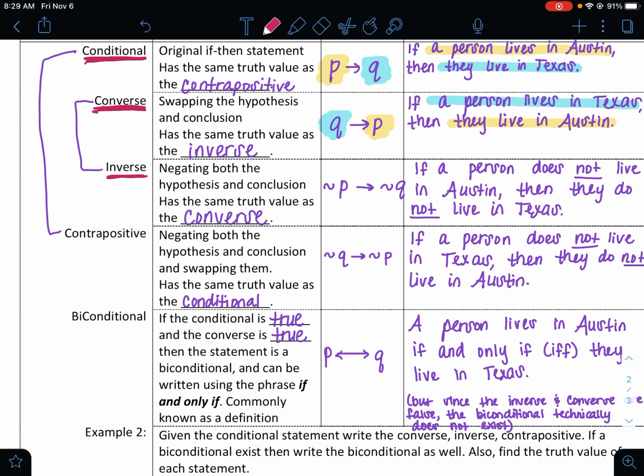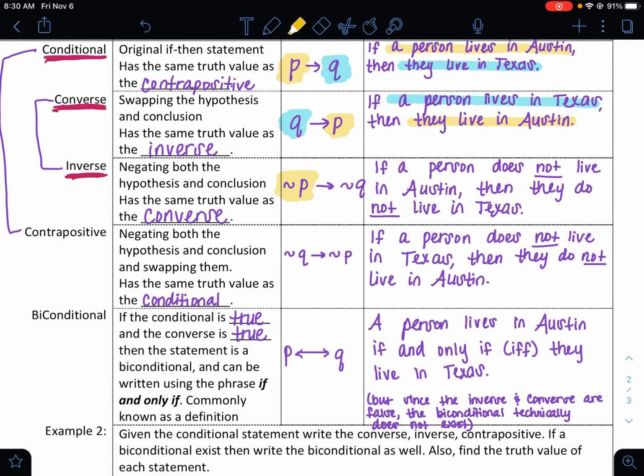Now an inverse is going to use negation. It looks like the conditional statement. It starts with P, but now it has the negation of P, which is not. Remember, we just talked about that on the first page. So if a person does not live in Austin, that's what the squiggle means. The squiggle means not. If a person does not live in Austin, then they do not live in Texas. These two are in the same order: the hypothesis is first, the conclusion is second, but they are both not.